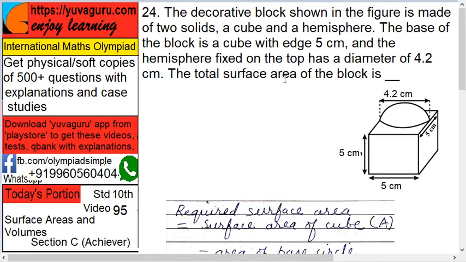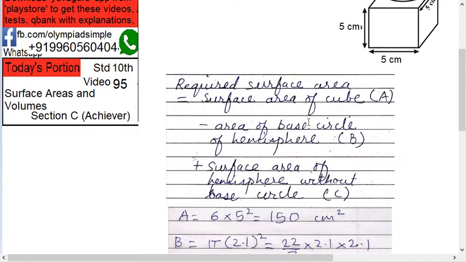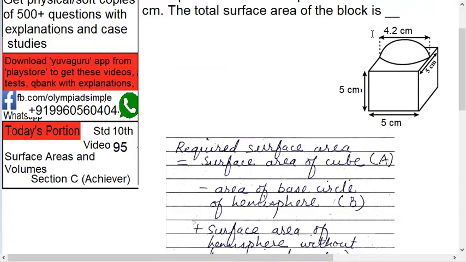Now the total surface area of the block, meaning we want only the outer surface area. So how will it be? It's not really a formula, it's simple logic. It is the total surface area of the cube, minus the area of the base circle of the hemisphere.